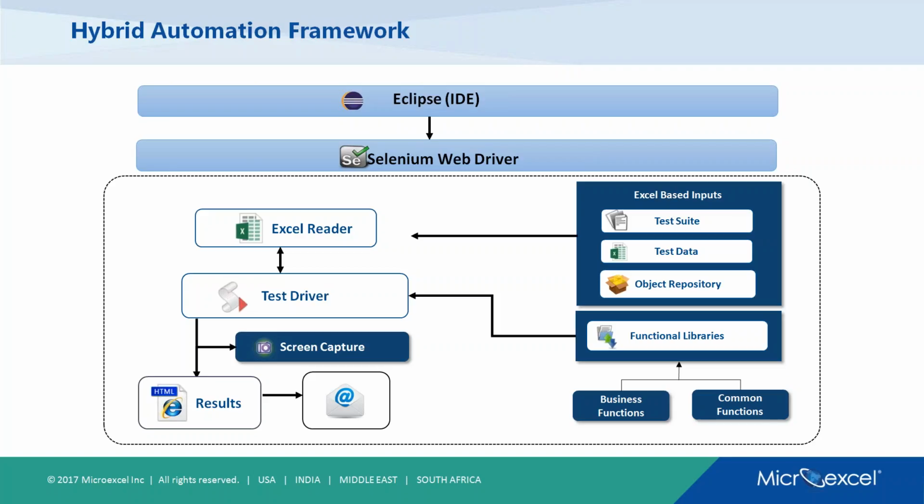So Excel based inputs are all on the right side. And then you can have your function libraries in a Java file, which could contain your business functions and your common functions. And all these things, test suite, test data, object repository Excel, and the function library Java class are then driven by a test driver. So the test driver picks all the inputs from test suite, test data, object repository, and then it performs all the functions, all the actions which you ask it in your test case to do.